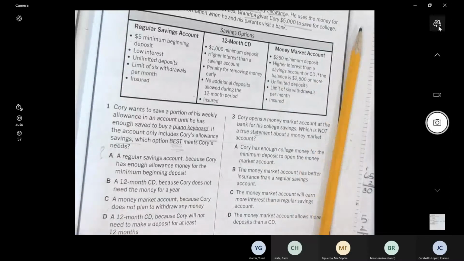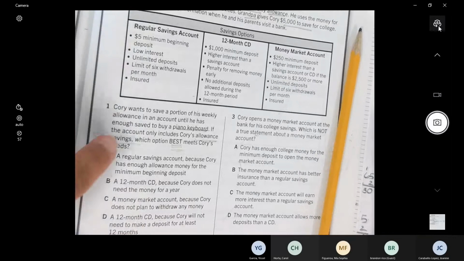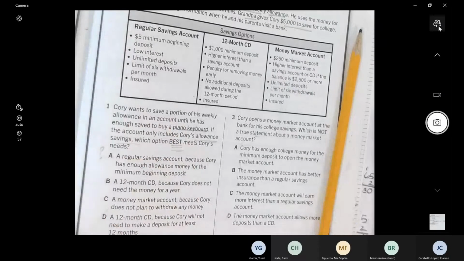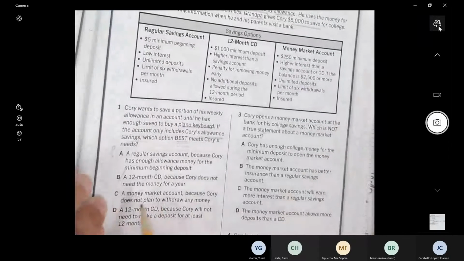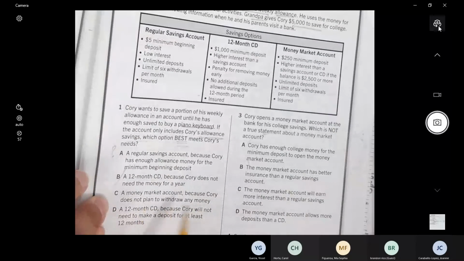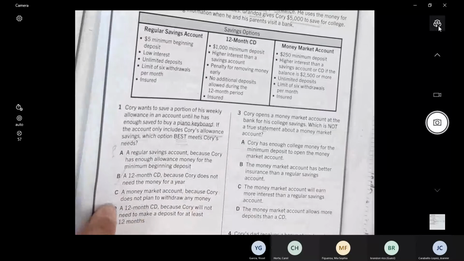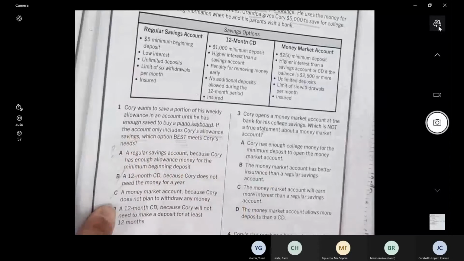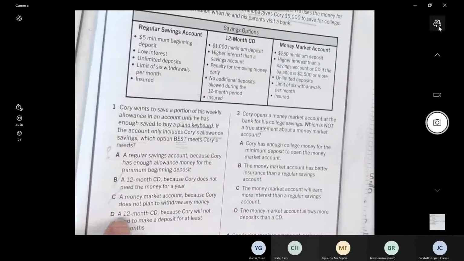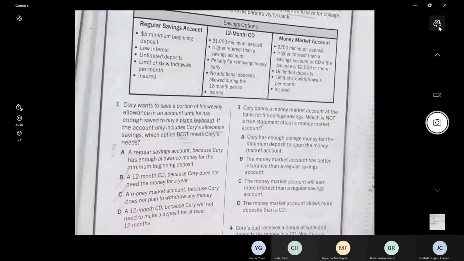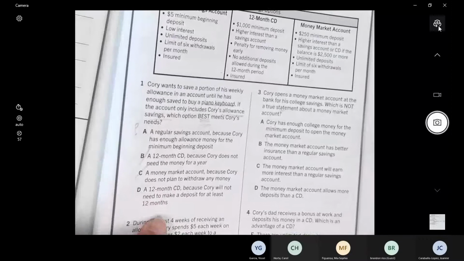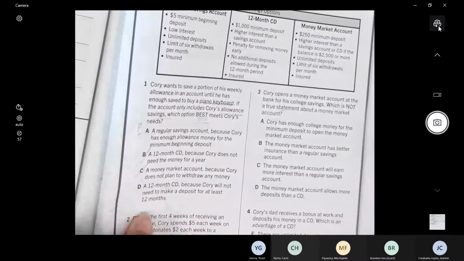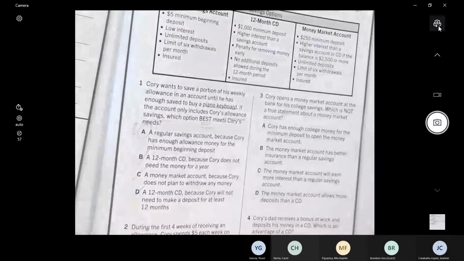B says a 12-month CD because Corey does not need the money for a year. Is that true? No, because the question says that he wants to buy a piano keyboard, so it can't be B. C, a money market account because Corey does not plan to withdraw any money. That is contradictory, because he wants to save enough money to buy a piano, so he will withdraw the money. And D, a 12-month CD because Corey will not need to make a deposit for at least 12 months. Where does it say that he won't need to make a deposit? Nowhere. So the answer is A.